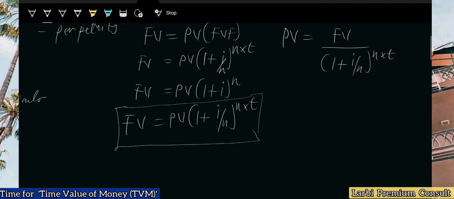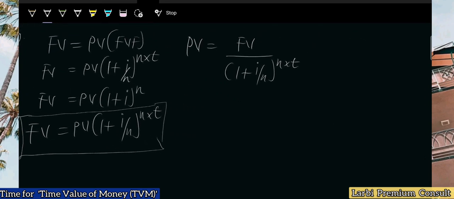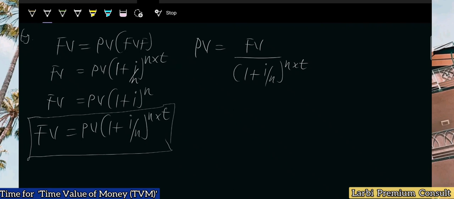So let's take an example to clarify this concept we are building. Let's assume that we have a sum of money worth $10,000, and we have invested the $10,000 in a project that earns 10% interest compounded annually. What is going to be the future value of this investment?